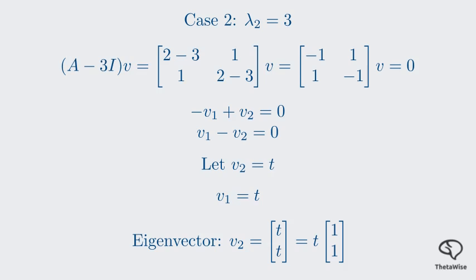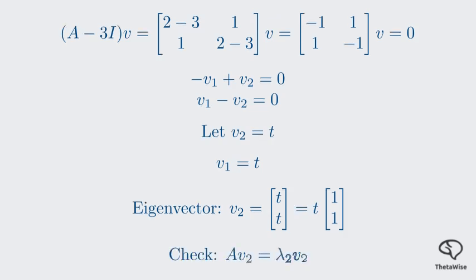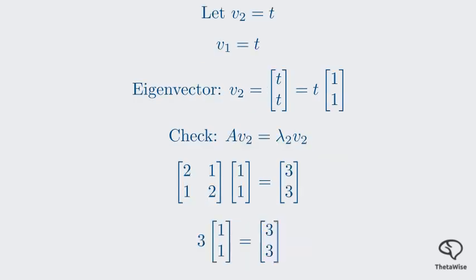Let's quickly verify one of them. Let's check the second pair. A times v2 is [2, 1; 1, 2] times [1, 1], which equals [3, 3]. And lambda times v2 is 3 times [1, 1], which also equals [3, 3]. It works! We have successfully found the eigenvalues and eigenvectors.